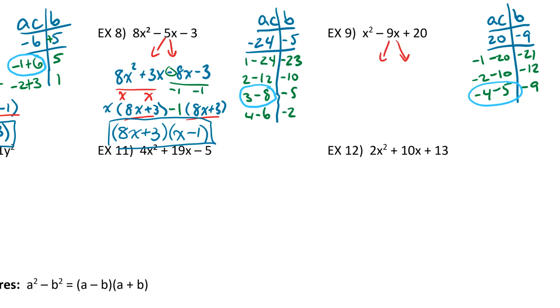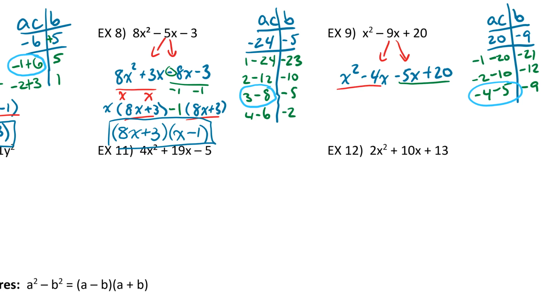So we go ahead and split b into those two. So we're going to get x squared minus 4x minus 5x plus 20. Then we do our grouping.